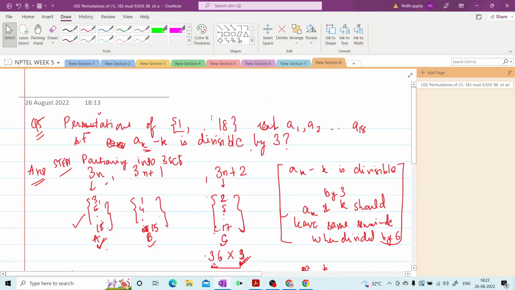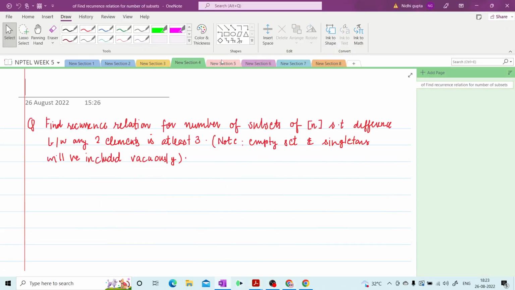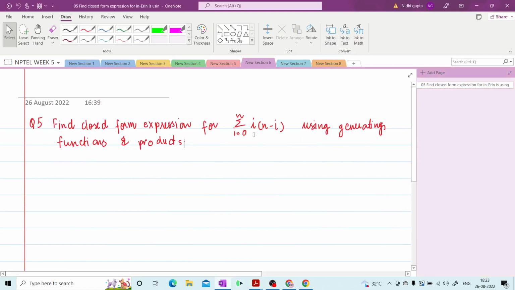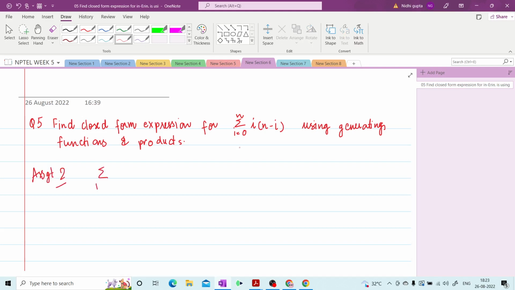There was one more question in assignment 2. This one I could solve: the sum over i going from 1 to 80 of i times (80 minus i), in two ways, right? Yeah. So how did you compute?